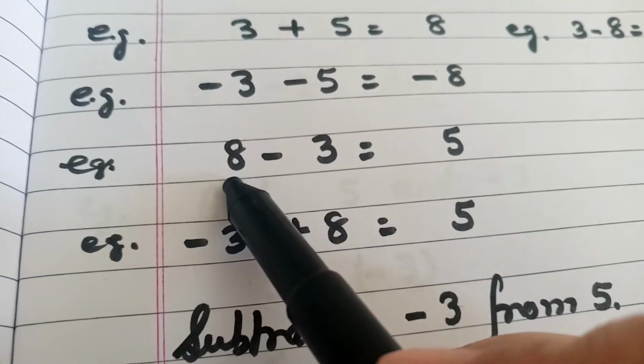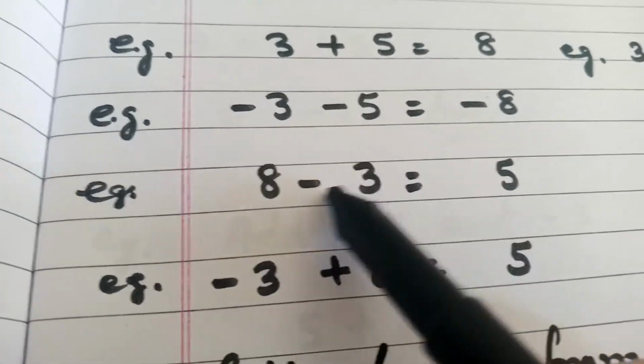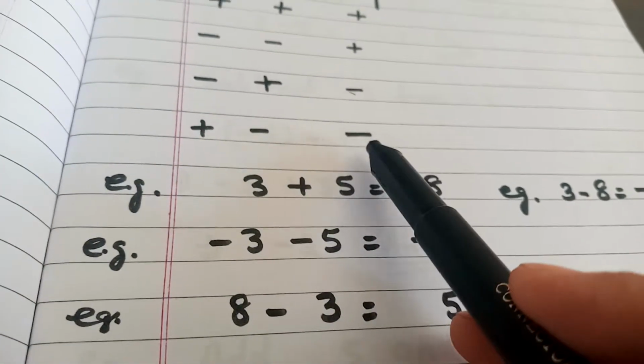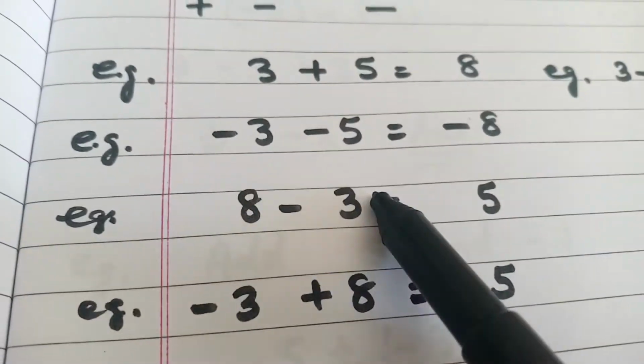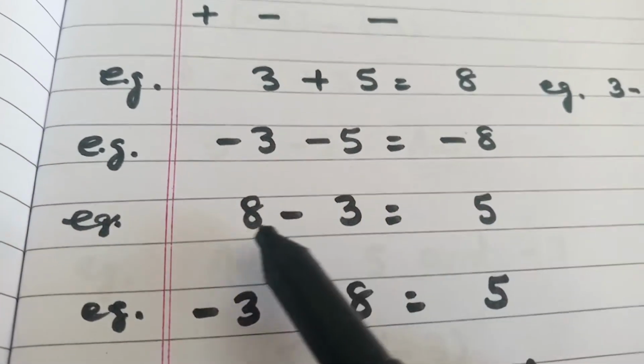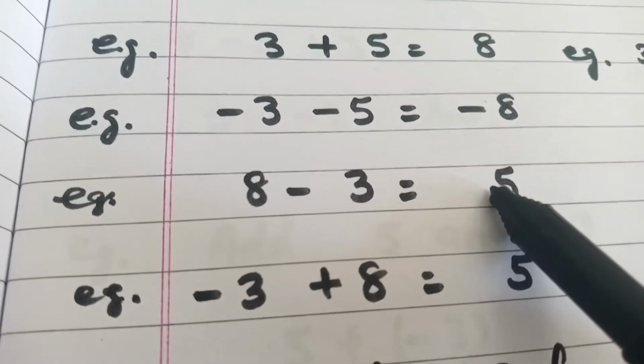Similarly, next 8 minus 3, one positive and one negative. If one positive and one negative, we have to do the subtract. So 8 minus 3 is 5. Again the sign will be of the bigger number. So 8 is the bigger number, so +5.